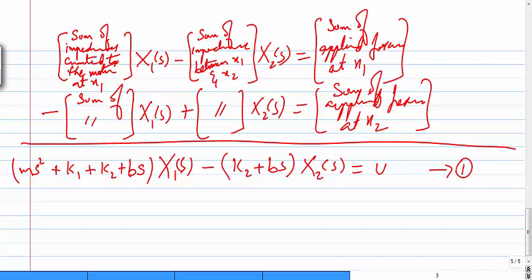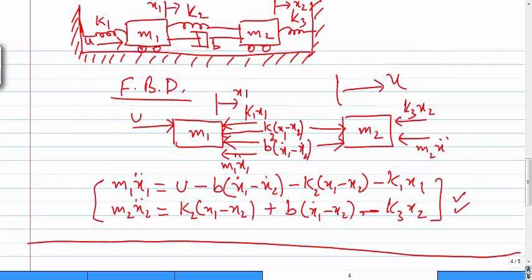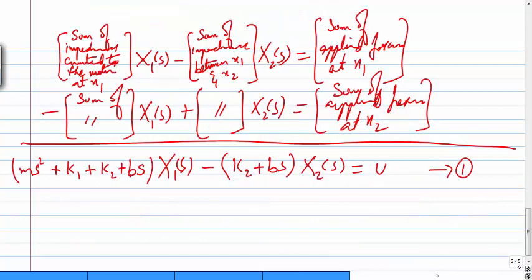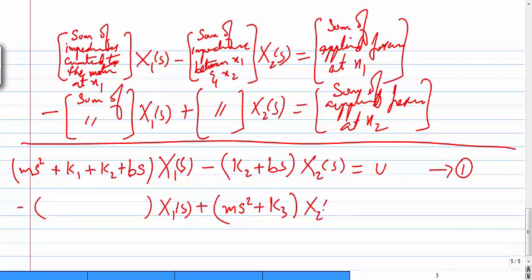Similarly for equation 2, I have to look at the second mass. So it is moving with x2, and is there any applied force? No, of course not. So there's only one impedance, that is with k3 x2, and this is also mass. So what we do here, we put this thing and put x1 of s with a minus sign, with plus sign. First we try to write the x2. x2 becomes (ms square plus k3) x2 of s.